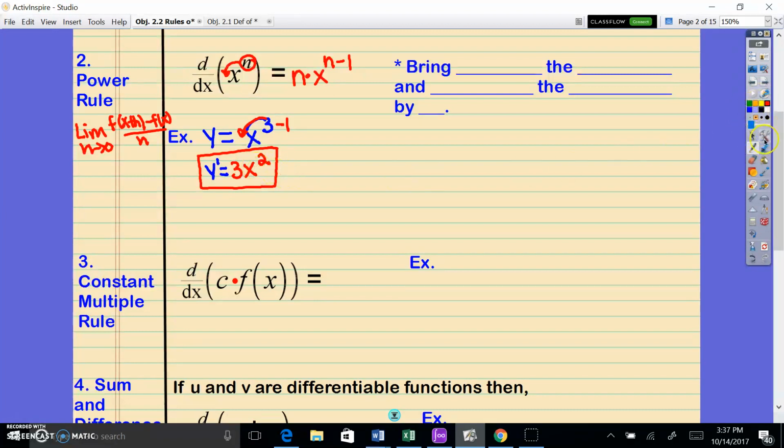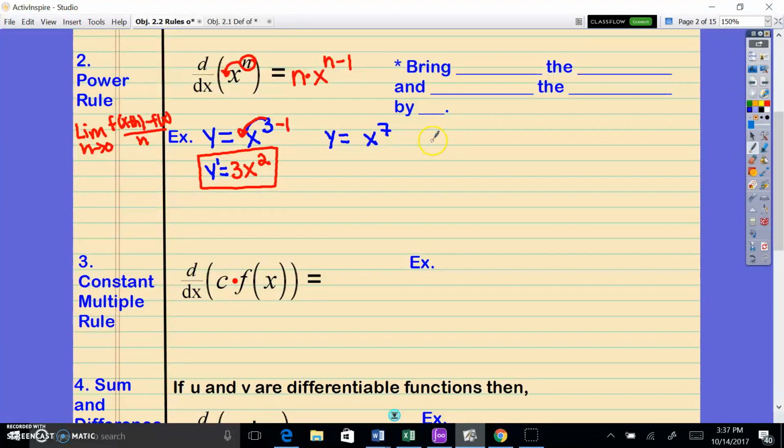So let's try another one just to make sure that your eyes can believe what you're seeing and your ears can believe what you're hearing. Let's say we had x to the 7th power. If we were going to do a problem like this in the past, with the definition, that would be really, really difficult. Our setup would be x plus h to the 7th power.